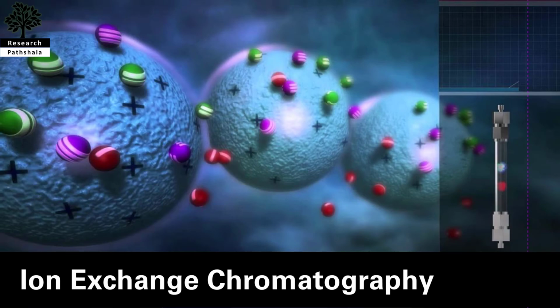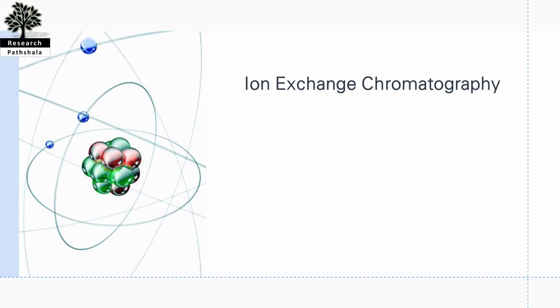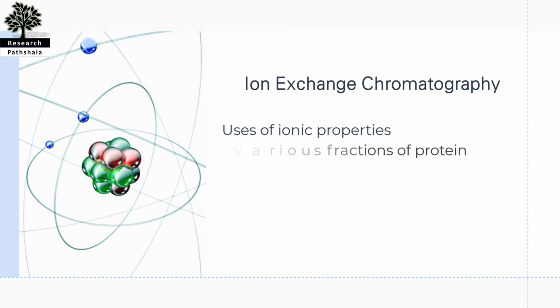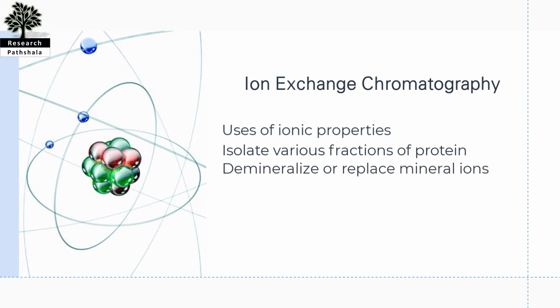Now let us see ion exchange chromatography. This process uses the ionic property of the whey proteins. It features the use of resins to isolate the various fractions of the proteins from the rest of the whey. Ion exchange, electrodialysis and ultrafiltration at acidic pH have been used to demineralize or replace specific mineral ions in the whey for improving ultrafiltration flux and producing whey protein concentrate with unique and improved functional properties.